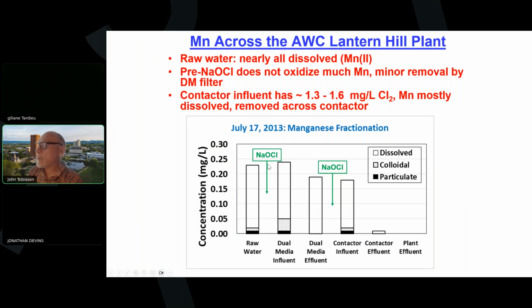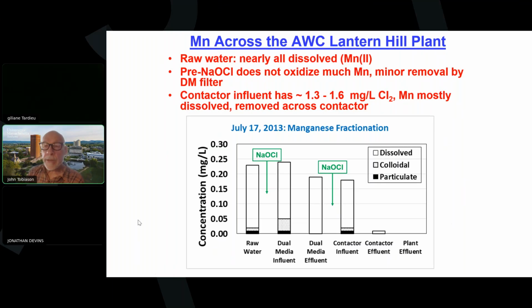Free chlorine in this case was dosed to oxidize iron, and it oxidized the iron with no residual. The manganese is not removed by the dual media filter to any extent. A little bit came out with the iron. Then free chlorine is added. This is what's going into the contactor, all dissolved manganese still, and then it does a great job removing it down to less than 0.02 milligrams per liter.